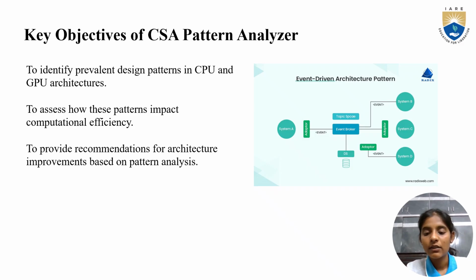The CSA Communication System Architecture Pattern Analyzer is designed to achieve the following key objectives. Identifying patterns: identifying recurring patterns in communication system architecture. Analyze patterns to understand system behavior and performance. Optimize system performance by identifying bottlenecks and areas of improvement. Provide recommendations for improving system efficiency and reliability.